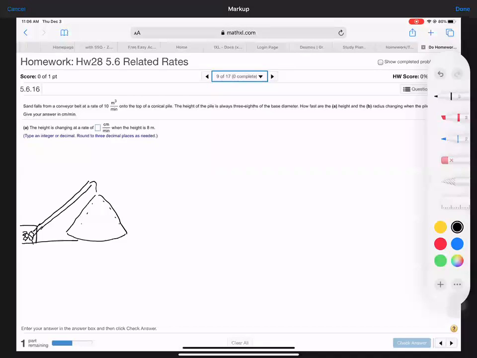Hopefully. The height of the pile is always 3/8 of the base diameter. The height is always 3/8 the diameter. So here's the diameter, we'll call that letter D. And the height is always 3/8 of the diameter.